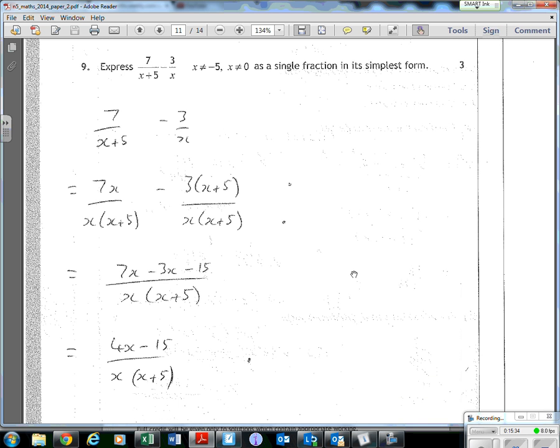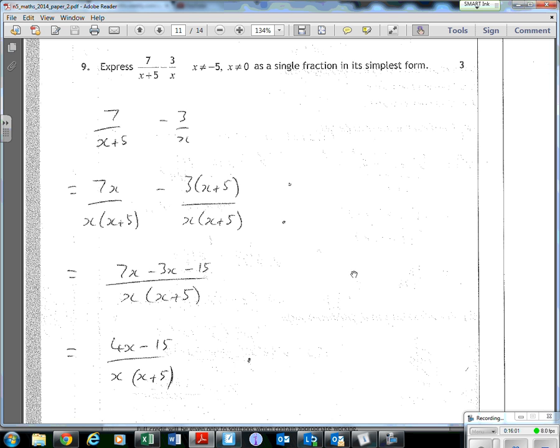Question 9, the algebraic fraction question, quite often comes up in the exam. How do we go about doing these? We need a common denominator before we add fractions together. If we're trying to add a half, add a third, we need to find a common denominator, which would be 6. Remember, the denominator is the number or the letter or the term on the bottom of a fraction.